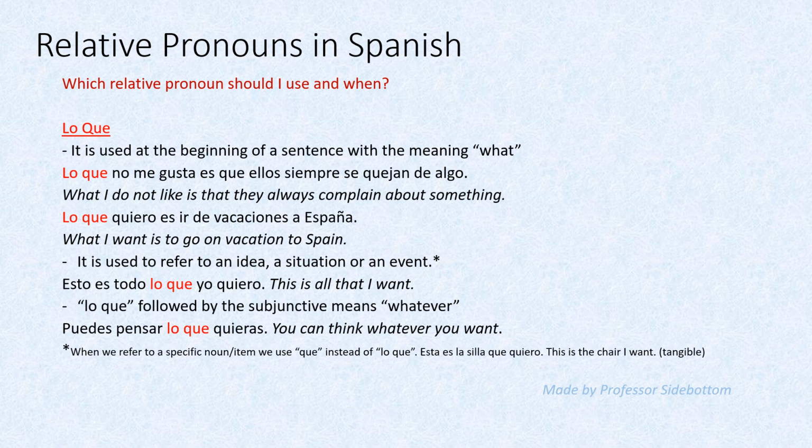Lo que followed by the subjunctive means whatever. Puedes pensar lo que quieras. You can think whatever you want. When we refer to a specific noun, something tangible or item that's tangible, we use que instead of lo que. Here is this example. Esta es la silla que quiero. This is the chair I want. The chair is something tangible.